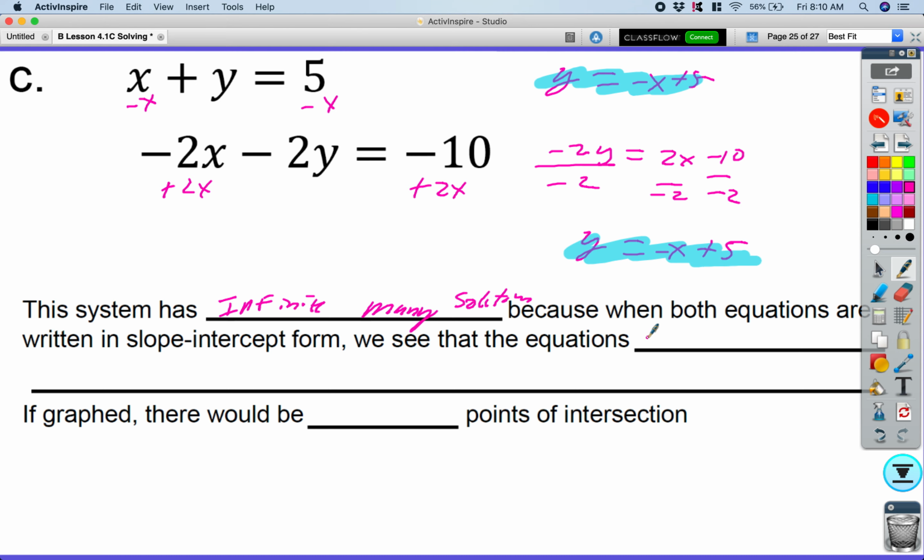Because both equations are written in slope-intercept form, we have the same slope and y-intercept. If graphed, there would be infinite points of intersection.